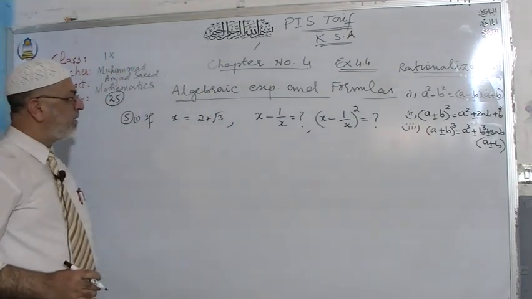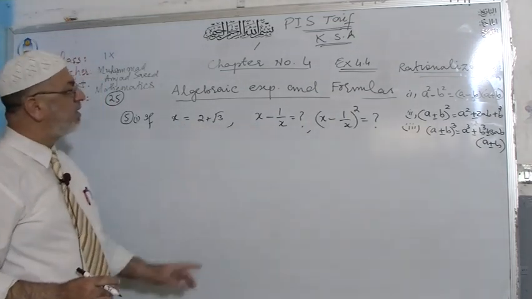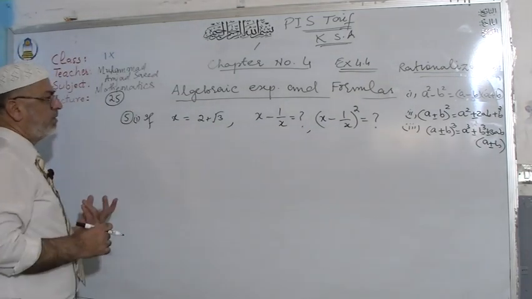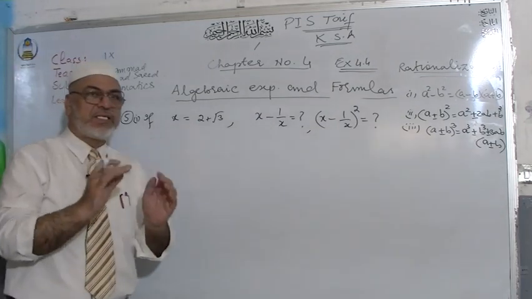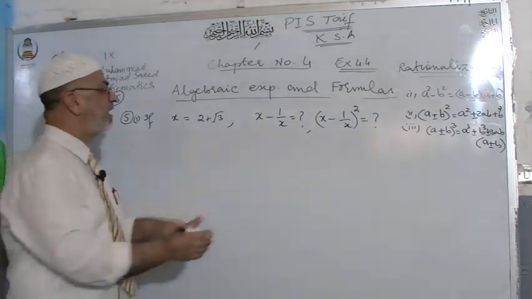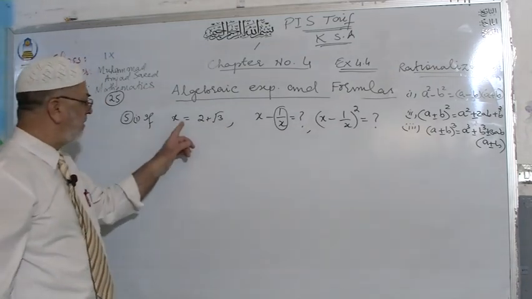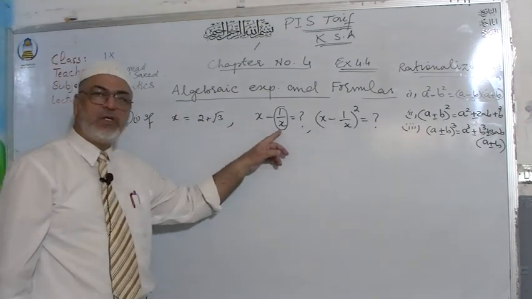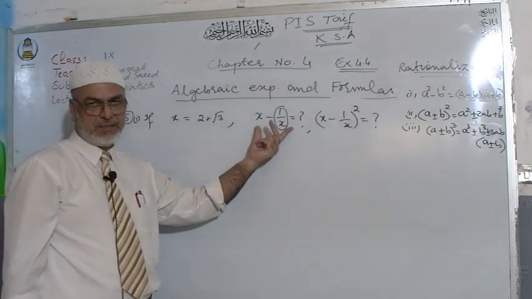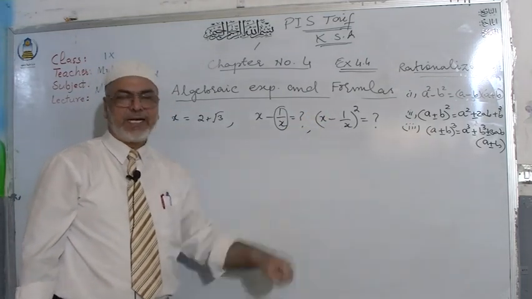If x is equal to 2 plus root 3, then we have to find the value of x minus 1 over x and x minus 1 over x whole square. Now, what is our first goal? What is our first target? We have to find the value of 1 over x first. X is given. You have to find the value of 1 over x. Then you subtract, you will find the value of the first. And taking square on both sides, you will get the value of the second one.